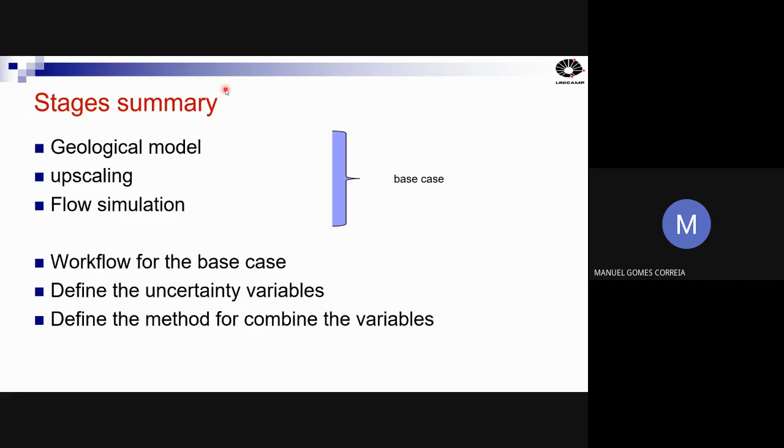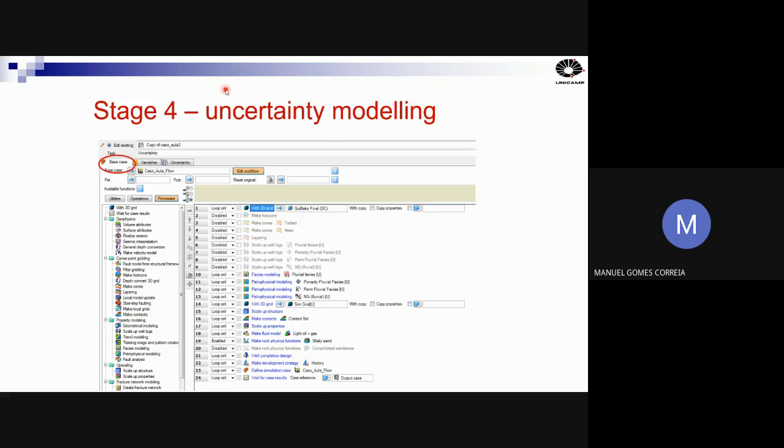So I'm going to talk about uncertainties now, the uncertainty variables and the methods for combined variables, okay? So now is the stage for uncertainty modeling. This image came from Petroleum, okay? As you can see here in Petroleum, you already have what is called the base case, which is an image from all steps that we have been through.